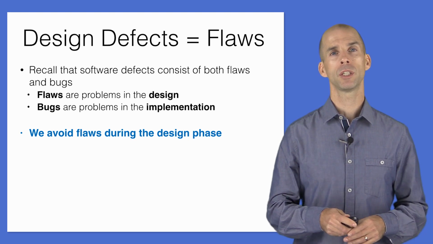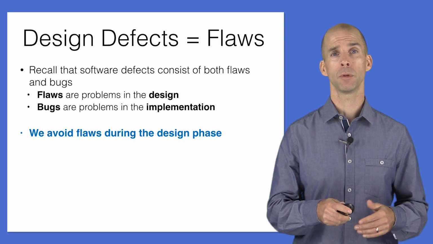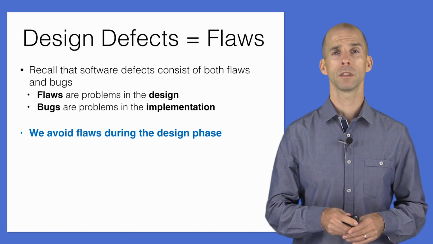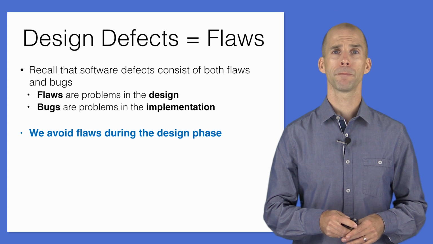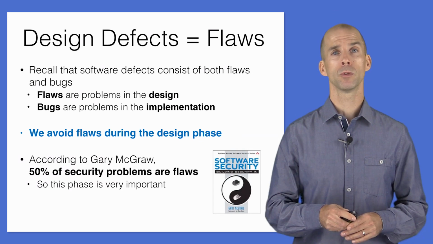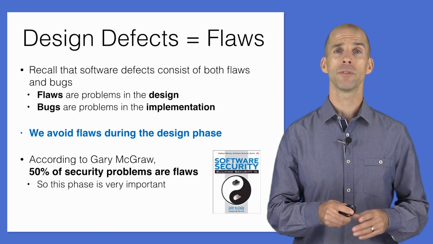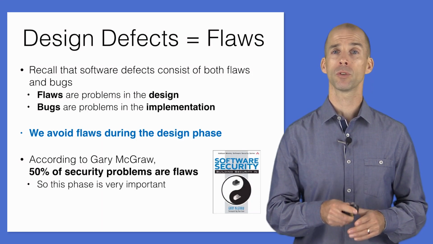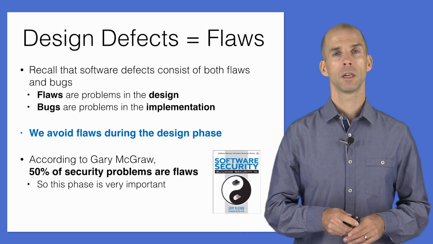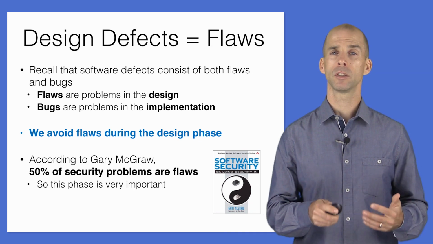Now, while a lot of security-related focus is on implementation bugs like buffer overruns, flaws are equally important. According to security guru Gary McGraw in his book Software Security, roughly half of security-relevant software defects are flaws, not bugs. So getting the design right is extremely important.